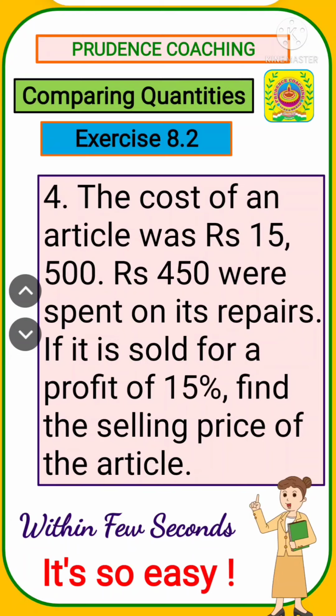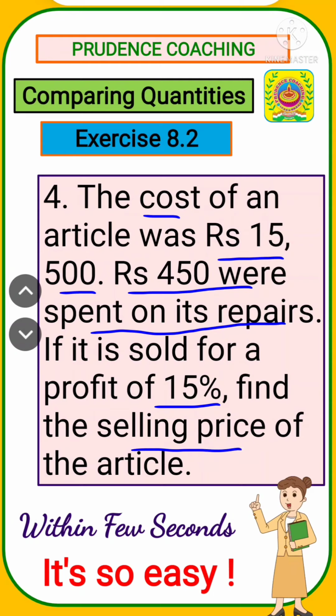Let us learn how to solve this particular sum. The cost of an article was rupees 15,500. Rupees 450 were spent on its repairs. If it is sold for a profit of 15%, find the selling price of the article.